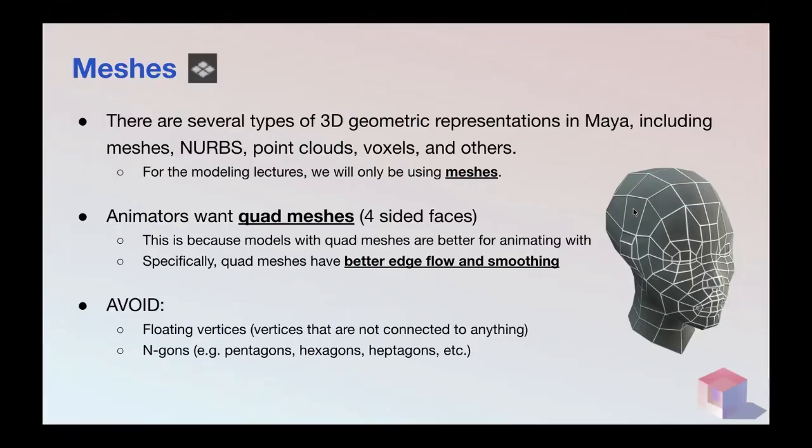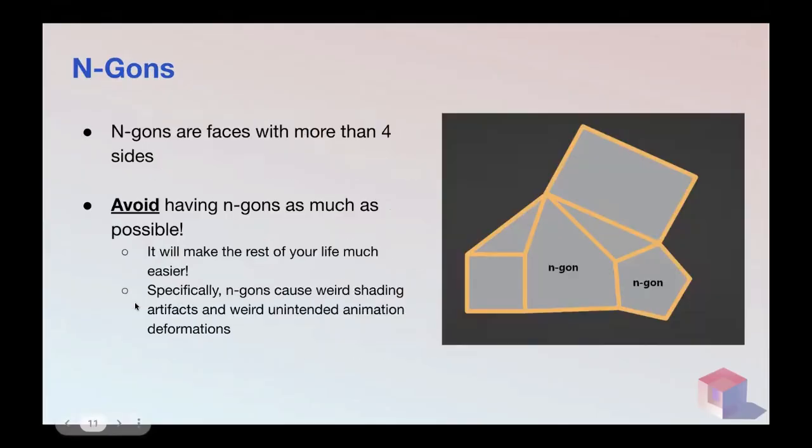Having this quad mesh will make things a lot easier, and will give you a good, smooth edge flow. Just look at the face on the right. You can see that all of it is four sides. There's no five, there's no six, it's four. And be very careful about floating vertices, because sometimes when you're trying to delete something and you don't delete it entirely, there will be one floating vertex, and it will make the model look very weird. As I said, we only want quad meshes, which means no n-gons, no faces with more than four sides.